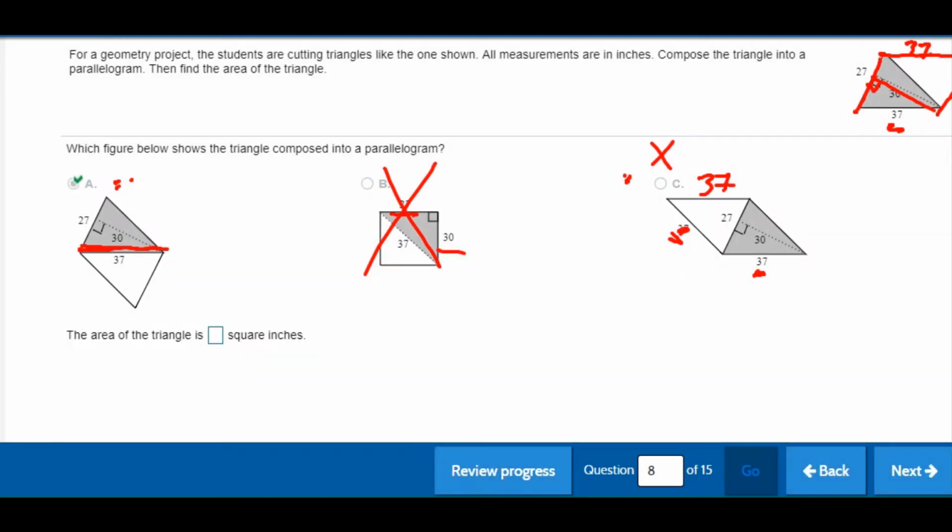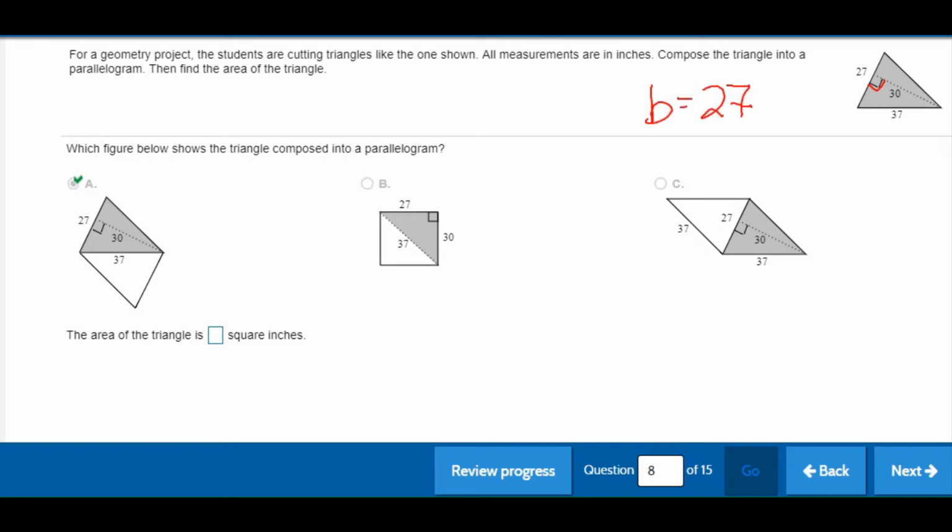And now I need to find the area. So I'm going to use my formula for a triangle. First, I'm going to identify my base and my height. So I have to find that 90-degree right angle, which is right here. So that tells me my base is going to be equivalent to 27 units. And my height is going to be equivalent to 30 units. So I'm going to use the formula for a triangle. Formula, substitute, evaluate. Area equals 1/2 times the base times the height.